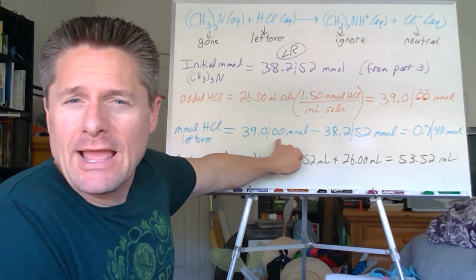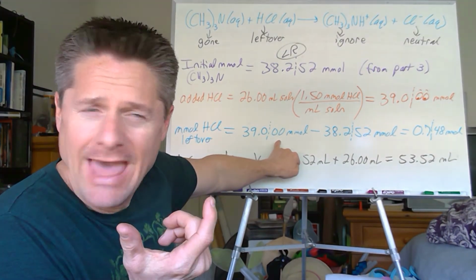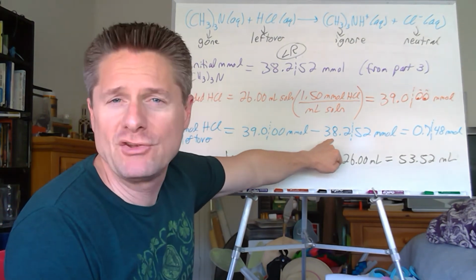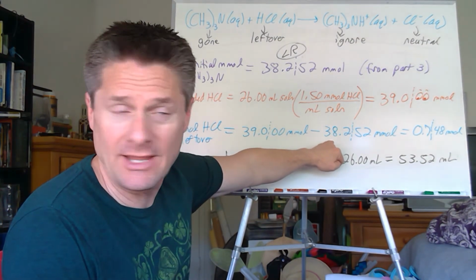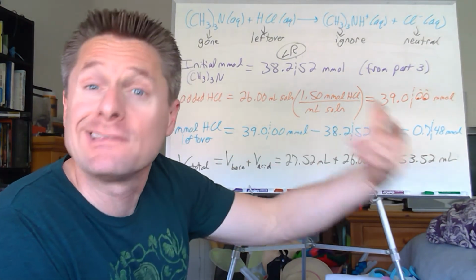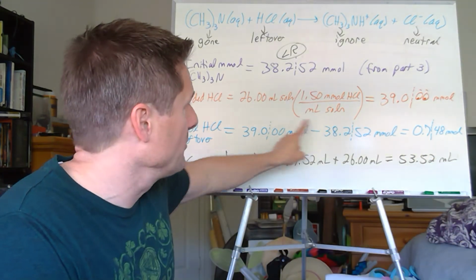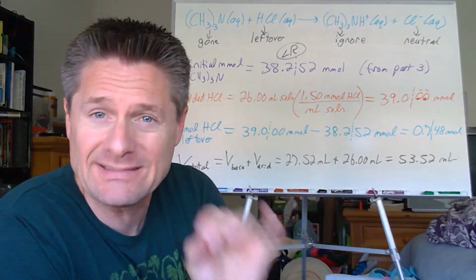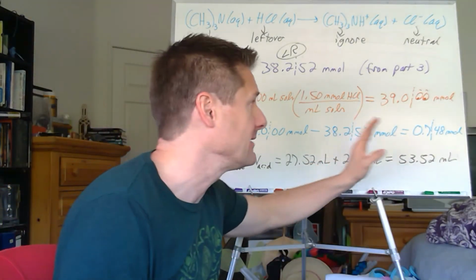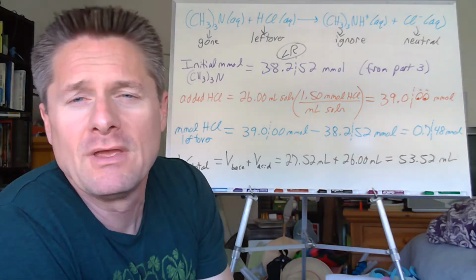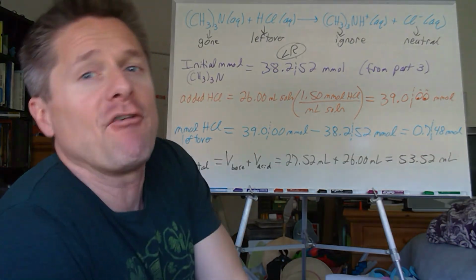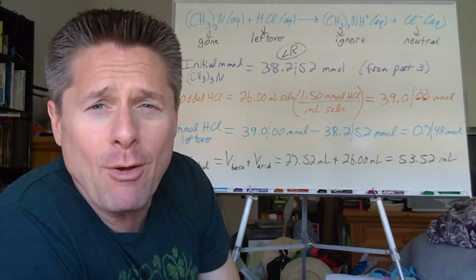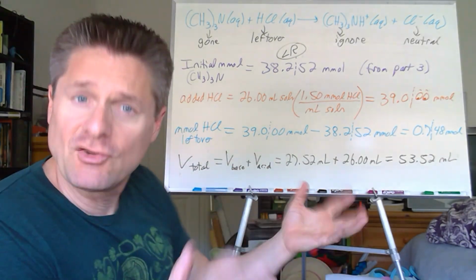So take the 39.0 millimoles of acid we added, subtract the 38.252 millimoles of base originally. More acid than base, so the difference is the amount of acid left over. To 1 decimal point, tracking uncertainty, I get 0.748 millimoles of HCl left after it obliterated all of the base. Well, what's the total volume?